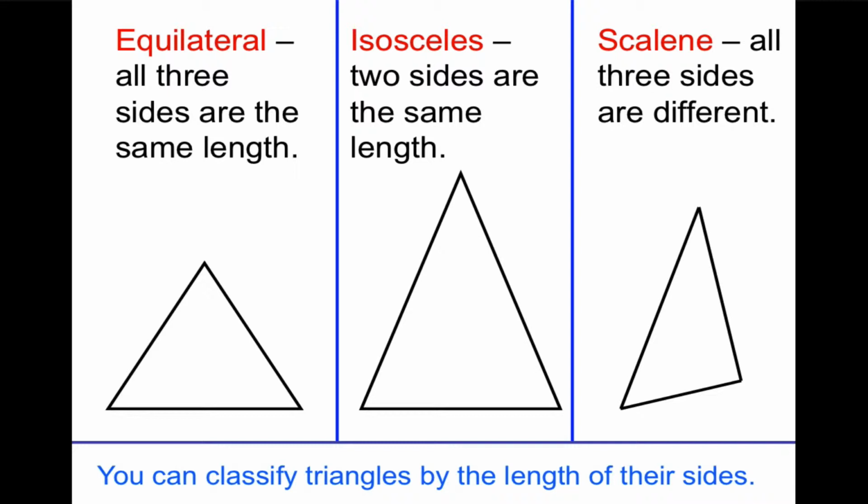So those are the three ways that you can classify triangles according to their sides. So every triangle can get two names, one according to its angles and one according to its sides. Also, we can indicate the lengths of the sides on these triangles by making tick marks.